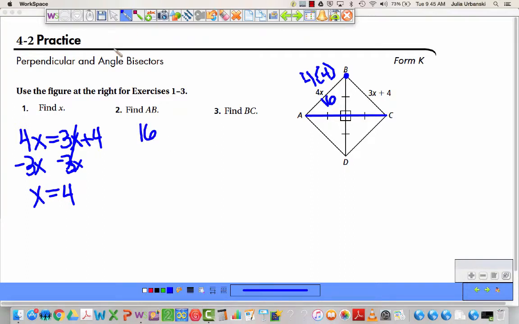4 times 4, and you get 16 as your answer for that one. And then when you plug it in for BC, you have 3 times 4, which is 12, and 12 plus 4 is 16. So you can tell that it actually is equidistant from both endpoints of AC. The point B is equidistant to A as it is to C.